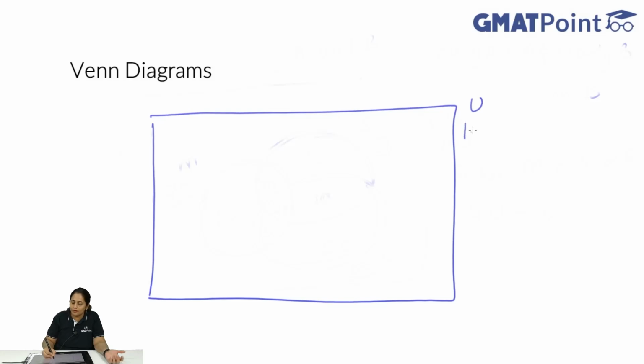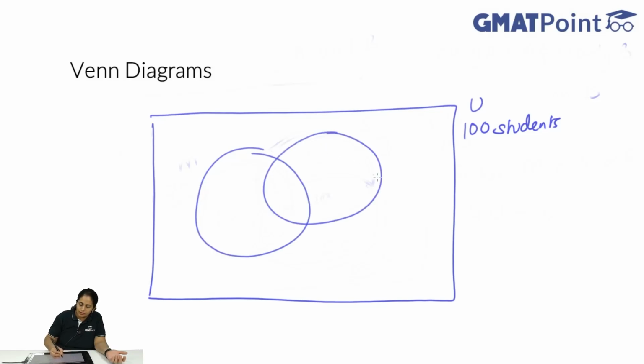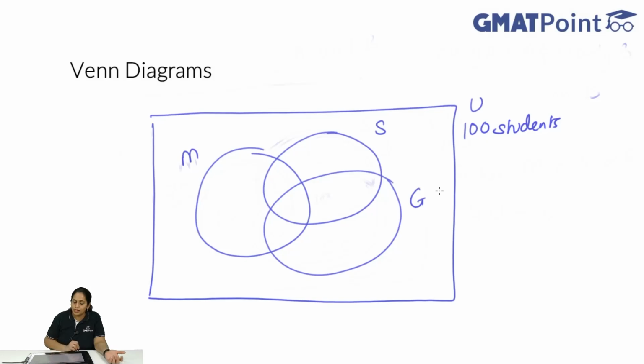Suppose again I have 100 students in my school, and suppose there are three subjects, say maths, science and geography. So these are the three subjects. Now suppose I am told that 20 students study all three subjects. Suppose 70 study maths in all, 50 study science in all, and 80 study geography in all, and 20 study all three topics.